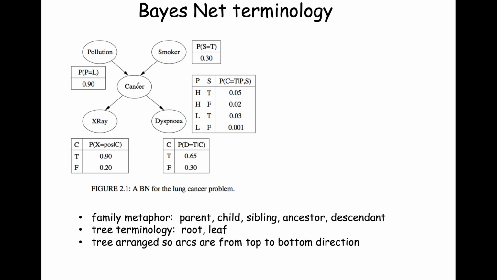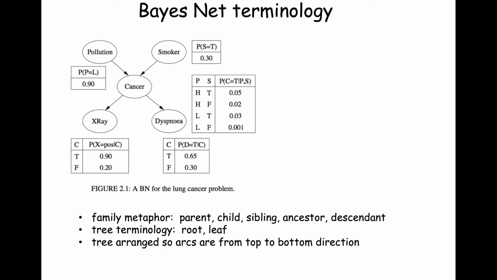And then we also talk about siblings. Here, siblings are at the same level in the graph. Siblings share the same parent. So here, X-ray and dyspnea are siblings in this Bayesian network, in this directed acyclic graph. And then we also talk about ancestors and descendants. So dyspnea has as its ancestors cancer and pollution, and pollution has as its descendants cancer and dyspnea.